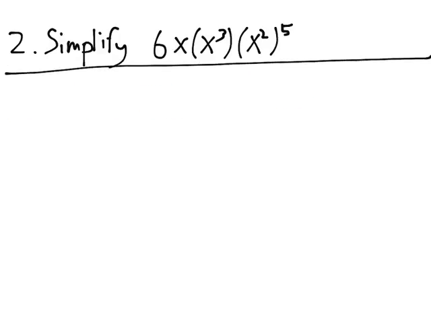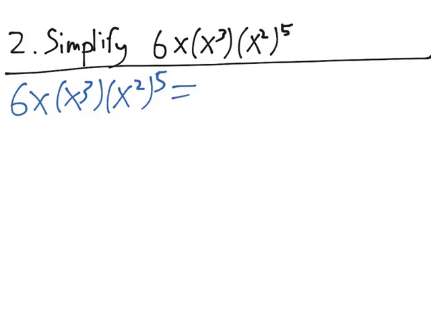Problem 2. Simplify 6x times x cubed times x squared to the 5th power. So first let's write this out. 6x, x cubed, x squared to the 5th. Now first we get rid of the 6. 6 is the only number here, so the coefficient of this will be 6. Next we need to figure out these powers of x. Let's first look at the last term. So let's leave the x and the x cubed and look at x squared to the 5th power.